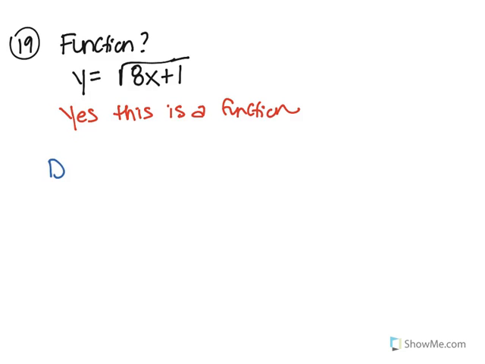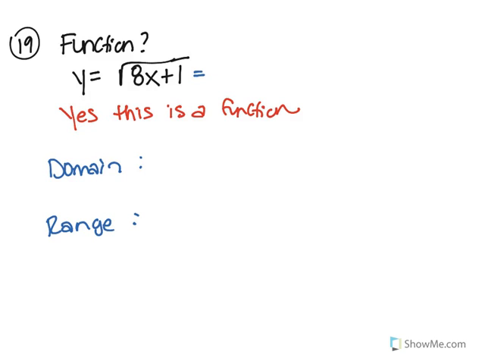Now, give me the domain and the range. Well, we talked about this. This is a square root. So the biggest thing about square roots is you've got to keep it positive because you can't take the square root of a negative. That gives us imaginary numbers. So to keep it real numbers, it's got to stay positive.